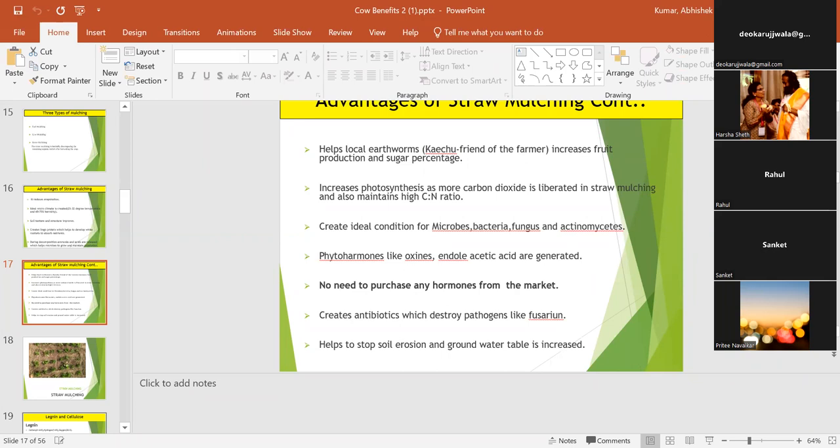I was telling you about solarization, when you upturn the soil and expose it to the sun, what happens? You are killing the pathogens there. So when you do mulching also, antibiotic is released in this process of disintegration and decomposition, and then pathogens get killed. So like this, you are helping the soil, preventing soil erosion, you are conserving the water, your groundwater level will increase.